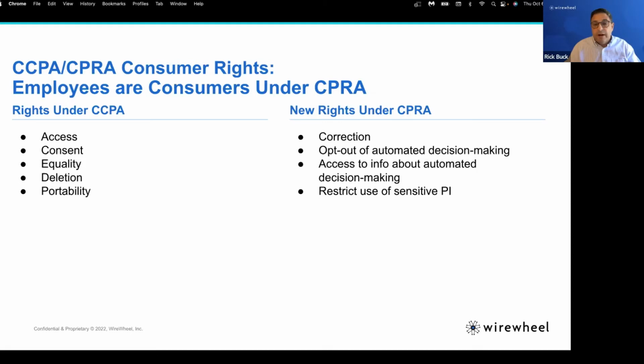Under CPRA, they have now the right for correction, the right to opt out of automated decision-making, the right to be informed about the data that's being used to make automated decision-making decisions, and they have the right to restrict the use of sensitive personal information. And again, the key point here is this used to apply only to what we would define traditionally as consumers, but consumers now include your workforce data subjects as well.